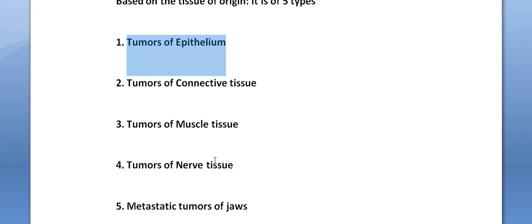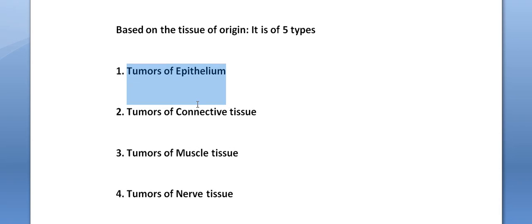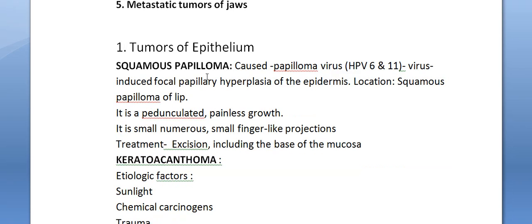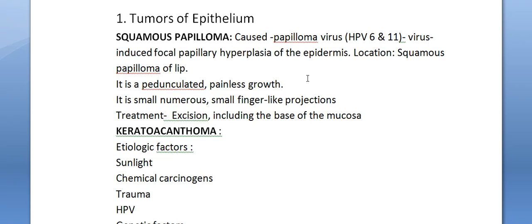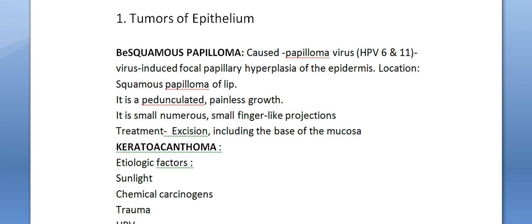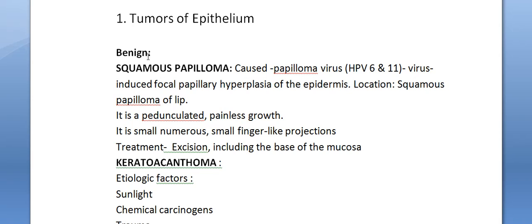Other tumors are rare. For completion purposes, I will just tell you the names of those. Okay, tumors arising from the epithelium of the oral cavity. The most common tumor is the squamous papilloma. This is a benign tumor. First I will teach the benign tumor, subsequently the malignant tumor. What is benign? I already told you. Benign is a self-limiting tumor, a small tumor. Metastasis is rare, but possible. So the first tumor is squamous papilloma.